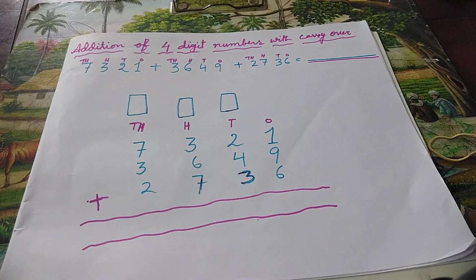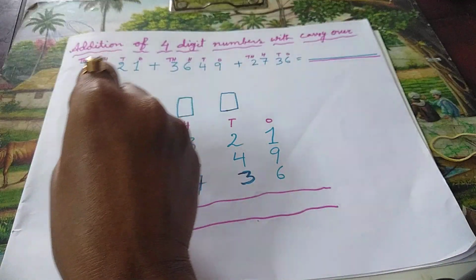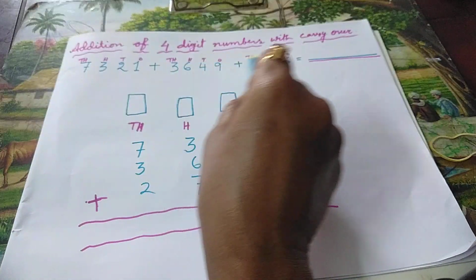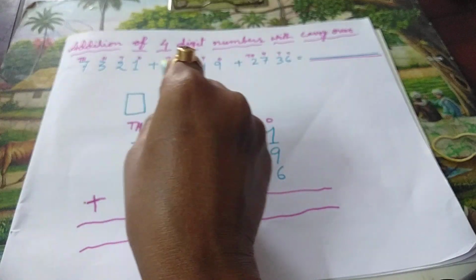Good morning, children. Today I will discuss the addition of 4-digit numbers with carryover. See children, there is an example. 3 numbers are there. We have to add these 3 numbers.